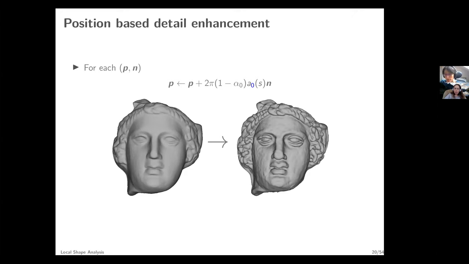A disclaimer though: there is no guarantee that the surface is not self-intersecting. Of course, each point is moved independently. So I'm pretty sure that if you look very closely at the surface, you'll see self-intersecting problems. But when you render the points, then they don't appear.